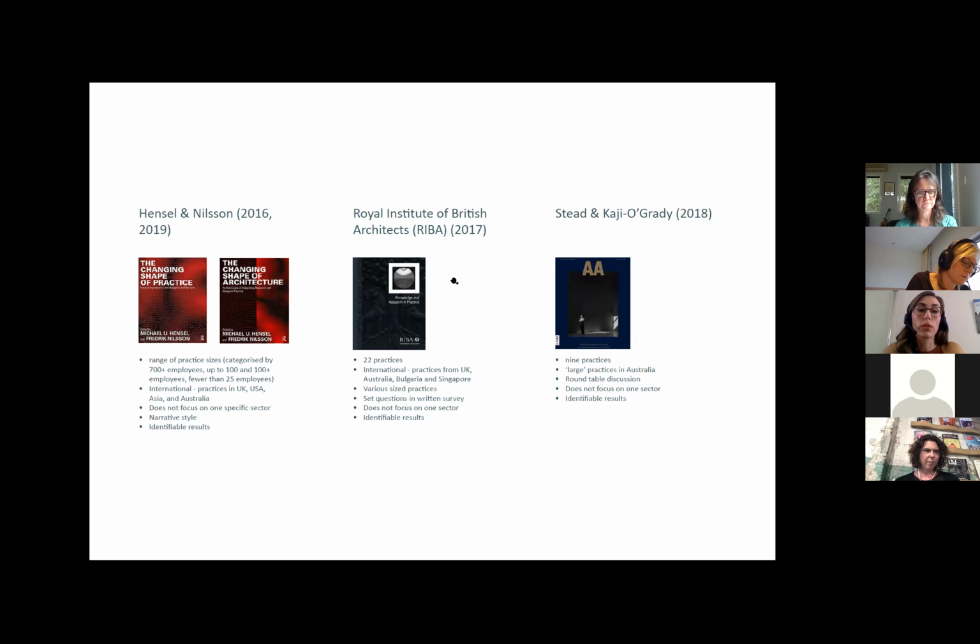The first two studies here, also the one by the Royal Institute of British Architects, talk broadly about a range of practice sizes. They also talk about practices internationally, and they don't necessarily focus on one sector. Whereas Stead and Cargio-Grady took that a bit further, and they made sure it was just large practices within Australia. They had a roundtable discussion. And my study methodology really builds on that to have a specific sector within that, as well as de-identified results.